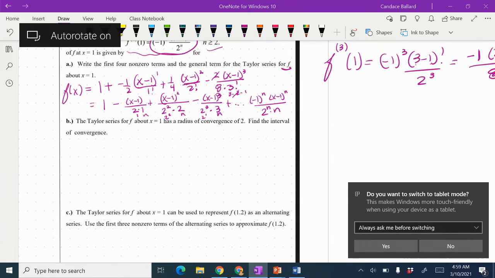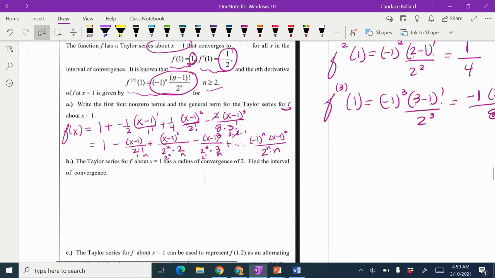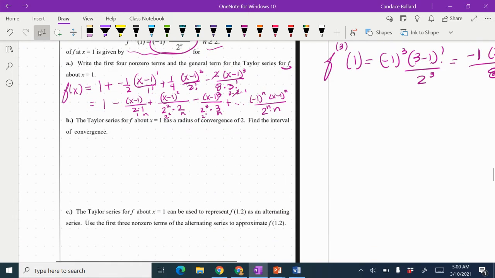So in this video, we're going to continue topic 10.14 about Taylor and Maclaurin series, and we are going to look at example 3b. The Taylor series for f about x equals 1 has a radius of convergence of 2. Find the interval of convergence.